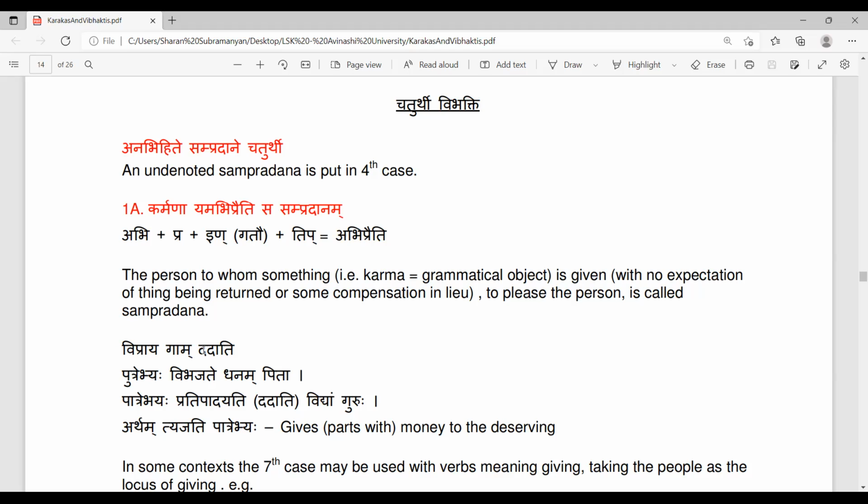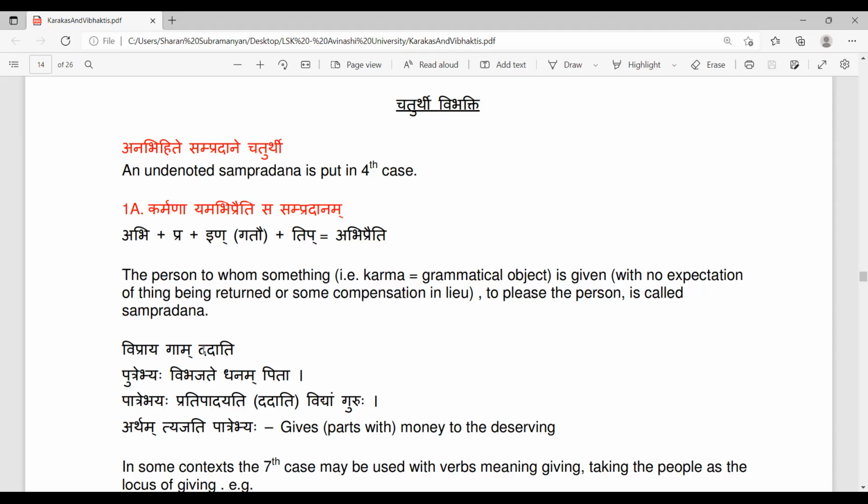Vipra is the one who receives the cow. Therefore Vipra, which is anabhigita, that is anukta, will get the Sanya Sampradanam, and therefore it will be in Chaturthi Vibhakti. Anabhigite Sampradane Chaturthi Vibhakti Bhavati. Therefore Vipraya gam dadati.